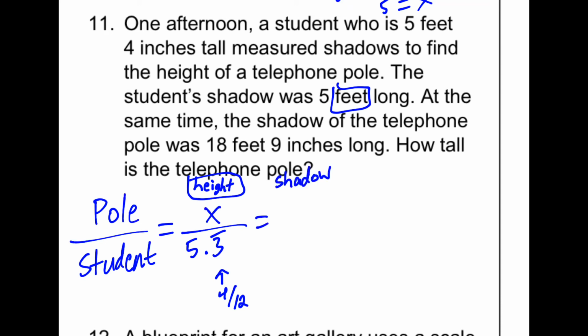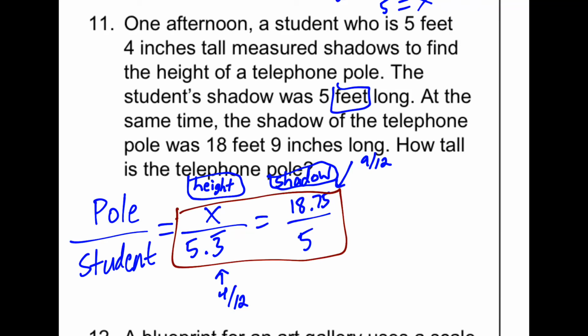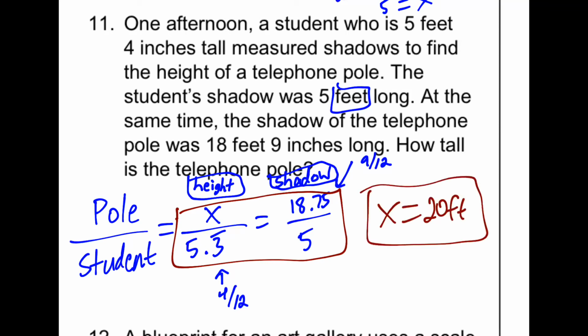And let's think about the length of the shadow. The student's was 5 feet long, so I'll put a 5 on the bottom here. And the telephone pole's was 18 feet and 9 inches long, so I'm going to write that as 18.75. To get 0.75, I took 9 divided by 12. This is what I'm going to cross multiply to figure out my missing value. If I multiply 18.75 times 5.3 repeating, and I divide what I get by 5, the missing height of the pole is 20 feet.